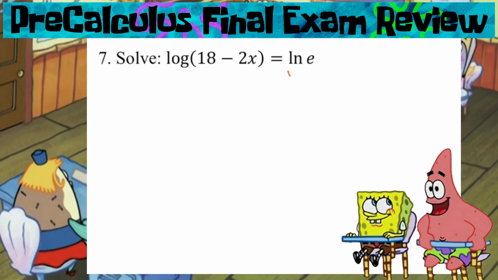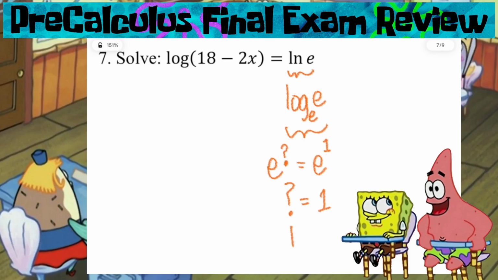Well, for starters, I have two different logs, one on each side of the equation. We could do something called change of base formula, but that's not really necessary right now because ln of e is really saying log base e of e, which is really asking you: e to what power equals e? And that e is to the first. So what does the question mark equal? 1. So ln e is 1.